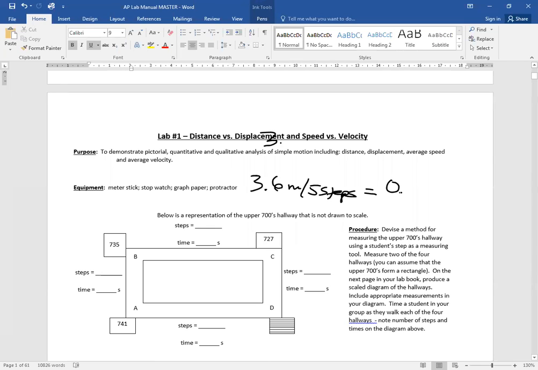0.73 meters per step. Okay, so we're saying that on average, we had 4 people, and the average step length is about 0.73 meters. Now we need to develop another volunteer.